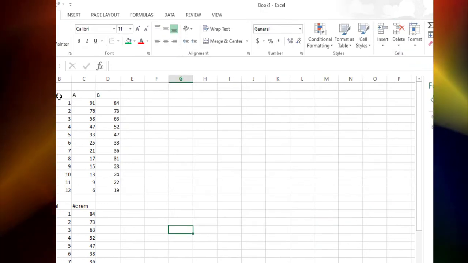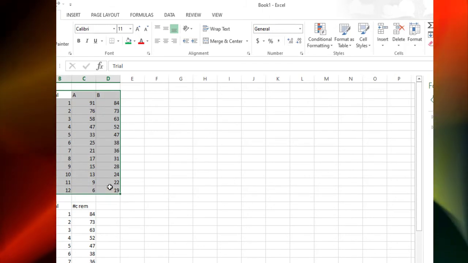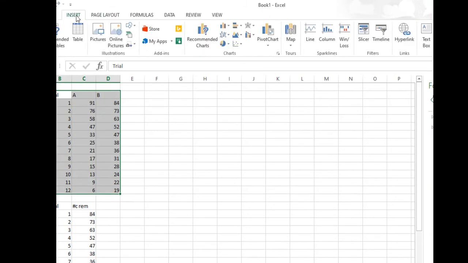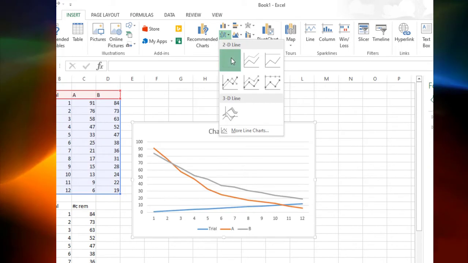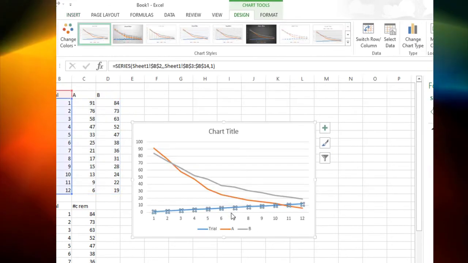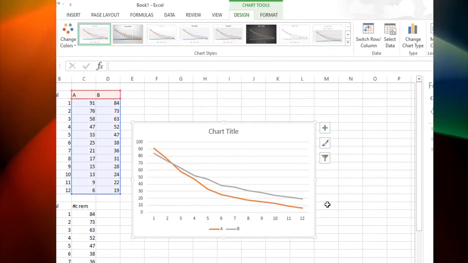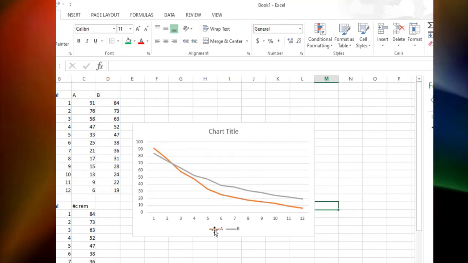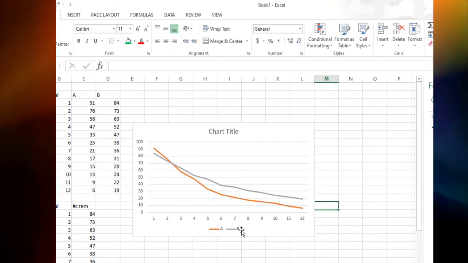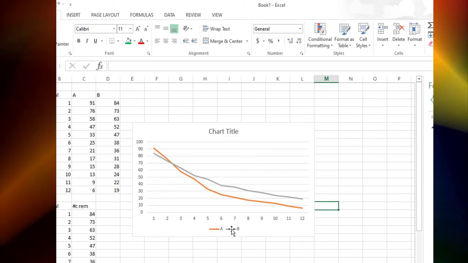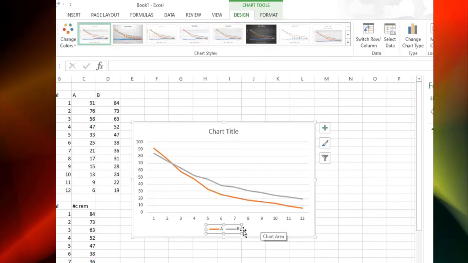All right, so now we can actually combine both tables A and B. You're just going to copy table B and add another column and insert and select line graph. Here you are going to remove the blue line because we don't really need that. So the orange one is for table A and the gray one is for table B. As you can see, they do have the same trend.